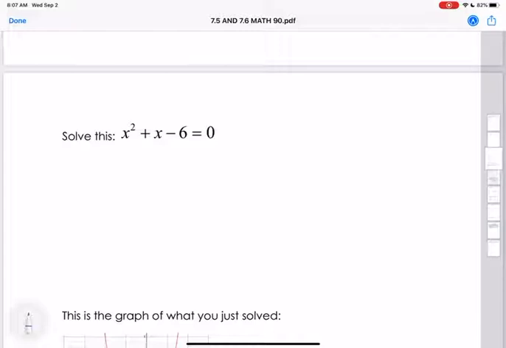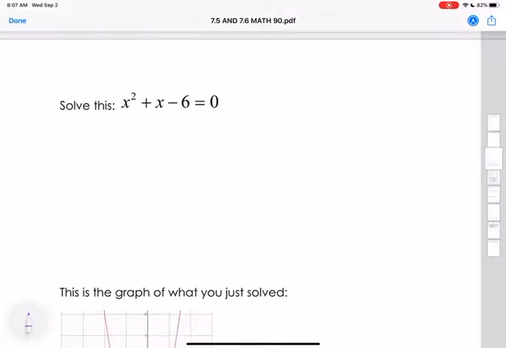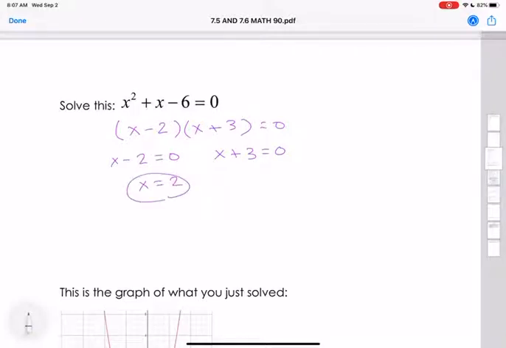All right, so the leading coefficient is equal to 1, meaning we can jump to our shortcut. We want to find two numbers that multiply to negative 6, but add to 1. So it's going to be a negative 2 and a plus 3. Two things multiply equal to 0, so we set them both equal to 0. And go ahead and solve. So we get x equals 2 is one possible solution, and x equals negative 3 is a possible solution.